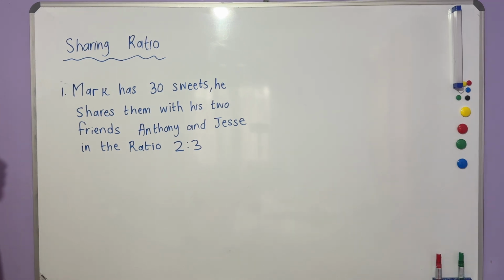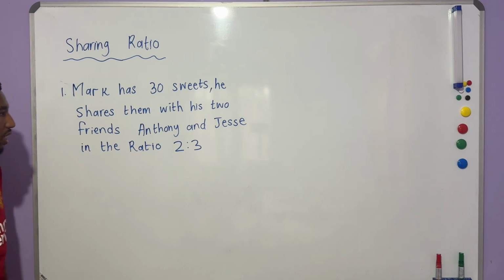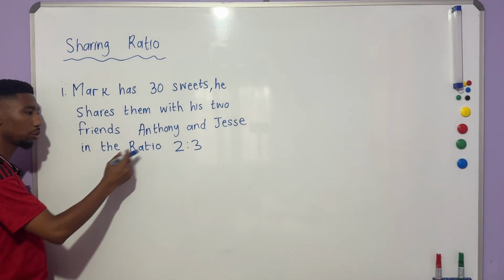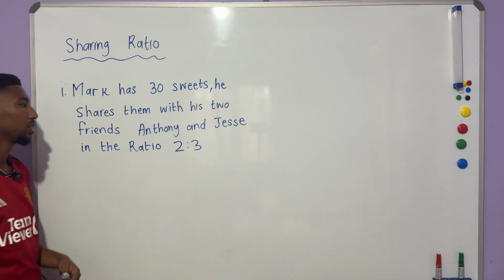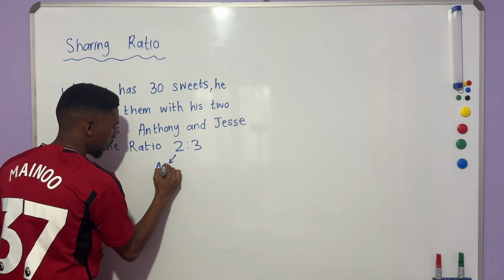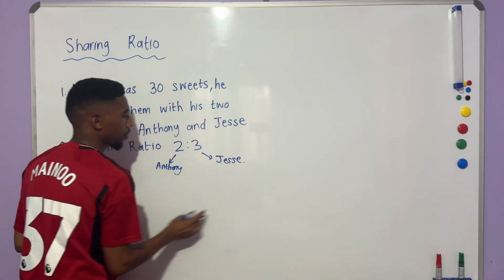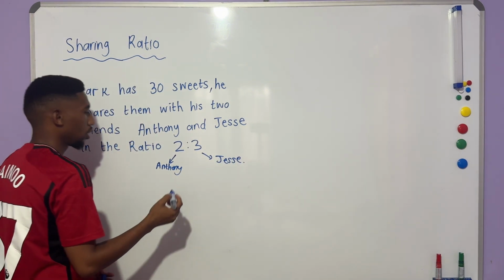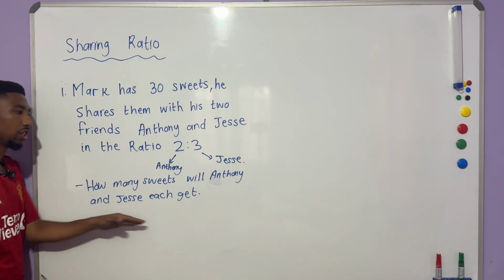Okay, let's have a look at the sharing ratio. Now this is slightly more complicated. It has a few more steps to it. Mark has 30 sweets. He shares them with his two friends, Anthony and Jesse, in the ratio 2:3. So Mark has a total of 30 sweets and he shares them in the ratio 2:3. It's important that we know that this 2 is Anthony and that 3 there is Jesse. The question is saying, how many sweets will Anthony and Jesse each get?